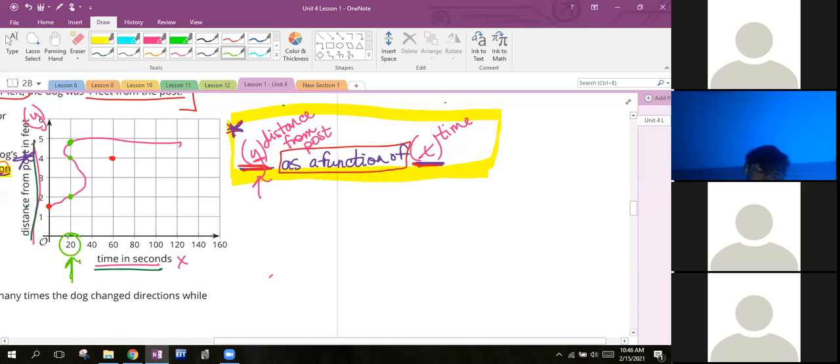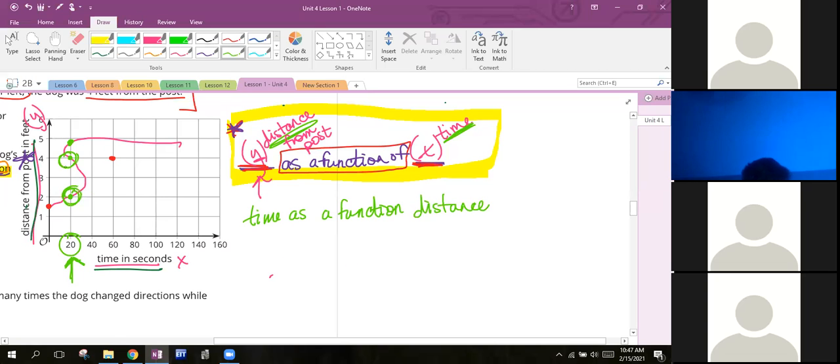So 20 seconds after the owner left, can the dog be both 2 feet and 4 feet away from the post? No, you can't be that far at the same time. You can't be 2 places at the same time. Okay, so that is why time has to be our X and distance has to be our Y value, because if it was the opposite way, if it said time as a function of distance, then that would say that he could be at 2 places at the same time, which isn't true.